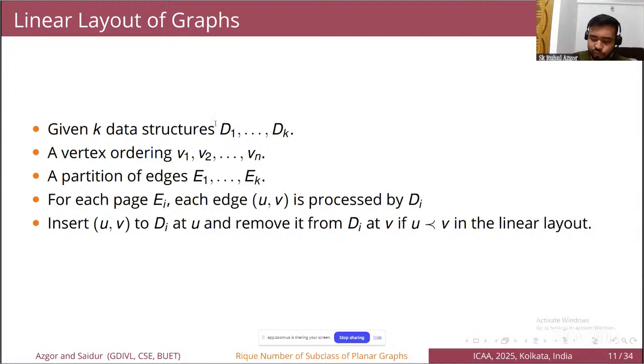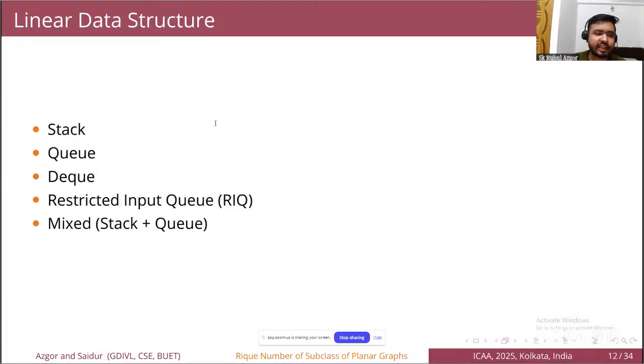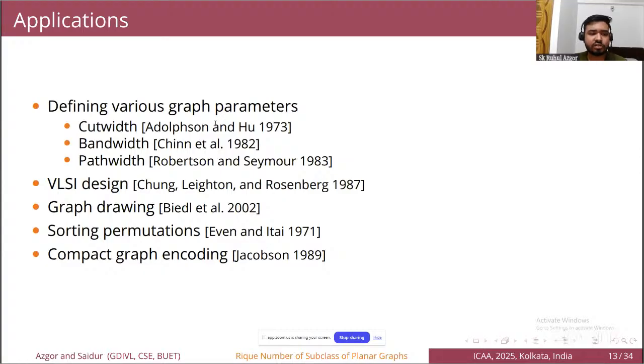We can use various linear data structures to process the edges, such as a stack, a queue, a restricted input queue or RIQ, and mixed, which is any combination of the mentioned linear data structures. This concept has several applications, such as defining various graph parameters like cutwidth, bandwidth, pathwidth, and in VLSI design, graph drawing, sorting permutations, and compact graph encoding.